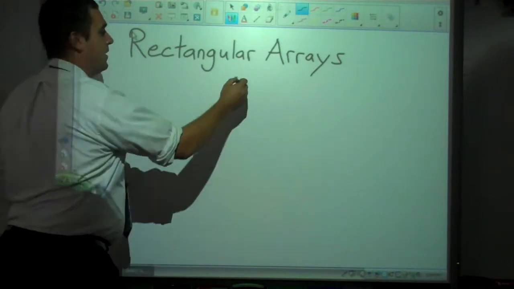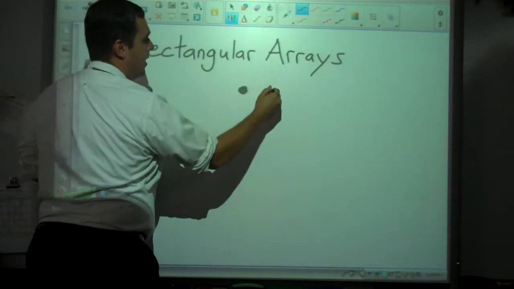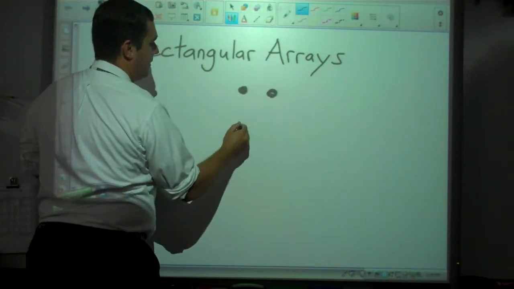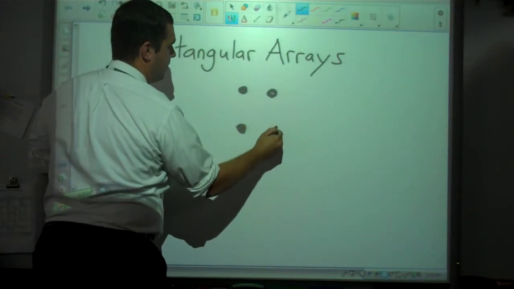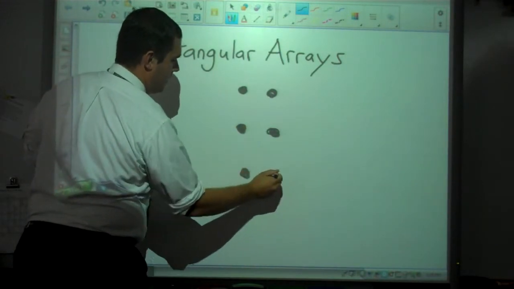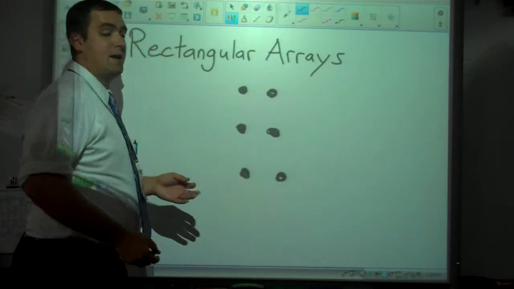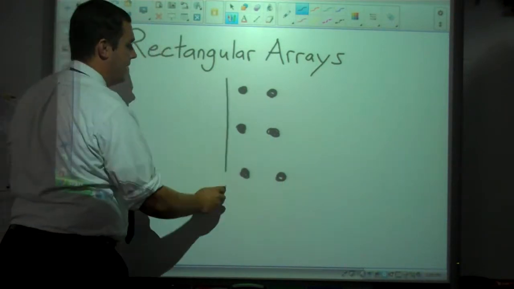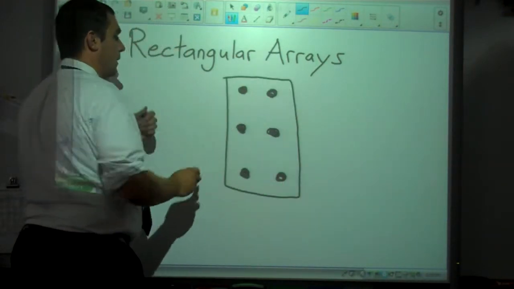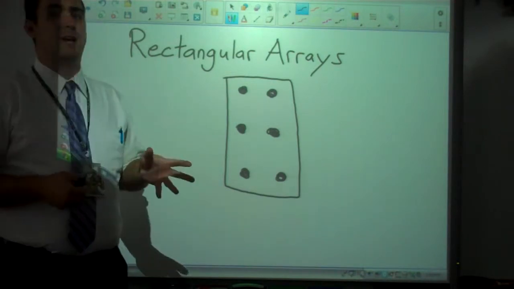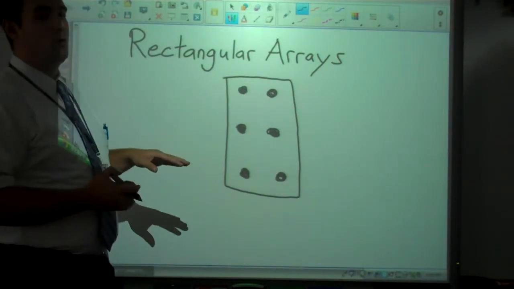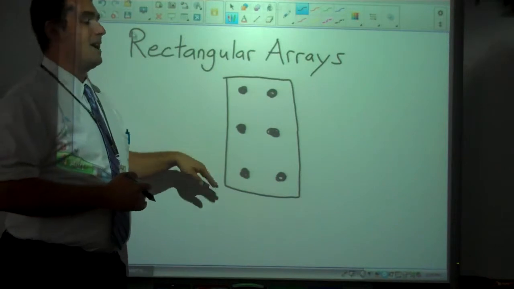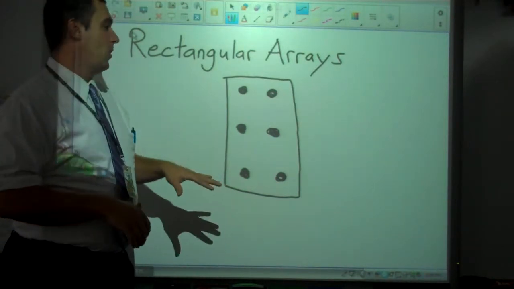So for example, this arrangement of dots would be a rectangular array. Put a rectangle around it. To be a rectangular array, you need to have the same number of objects in each row and the same number of objects in each column.